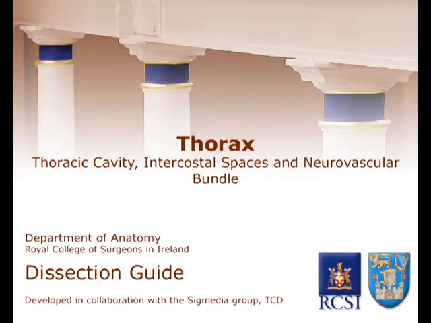Thorax 2. Thoracic cavity, intercostal spaces, and the neurovascular bundle. If you have not fully removed the pectoralis muscles and fascia overlying the intercostal muscles, do so now. Removal of the anterior thoracic wall.